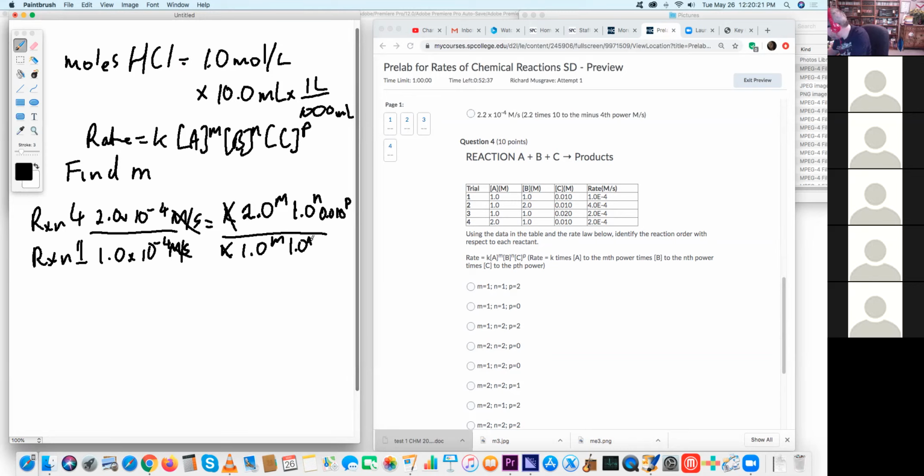And you see, the reason that that's important is that those can cancel then, and we don't have to worry about them. So that cancels, that cancels, that cancels, that cancels, and all we're left with is this. So 2 will equal 2 to the m, and that will allow us to solve for m as being 1. So I'd want you to do similar things for the other trials to see if you can find those. You'll have to figure out which ones you're going to work with in order to do that.